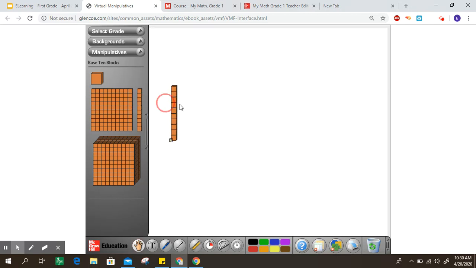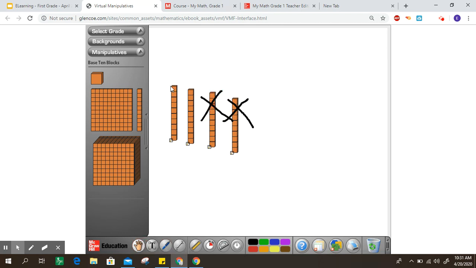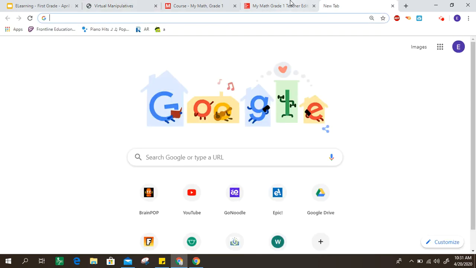So Alex had 40 lightning bugs. We're going to pretend like these are lightning bugs. Let me make sure I'm counting what I'm doing. 10, 20, 30, 40. Good. And it said he let 20 go. He let 10, 20. What a nice guy. How many more lightning bugs does he have? Well, let's count our 10 rods left. 10, 20. So 40 take away 20 is 20.